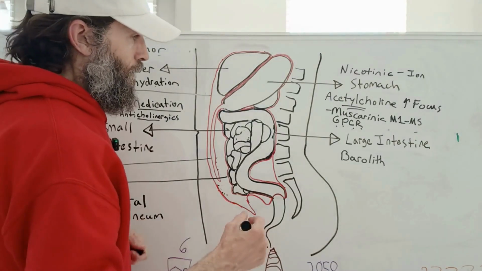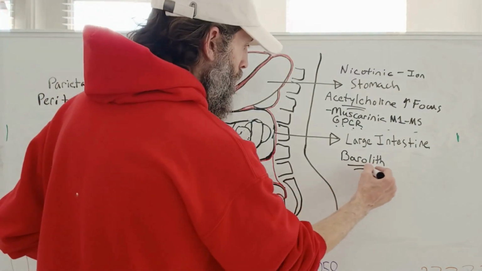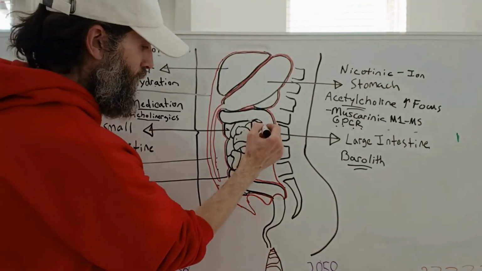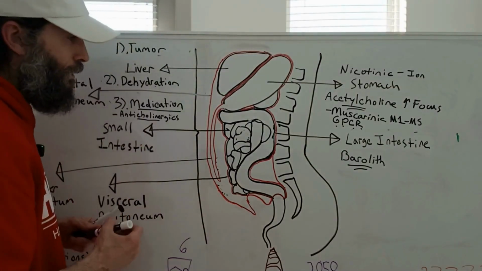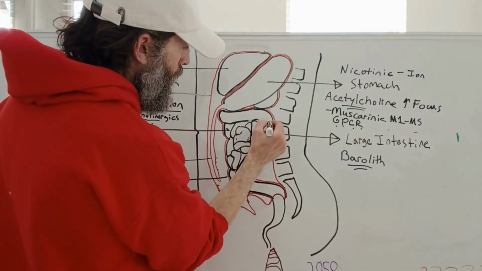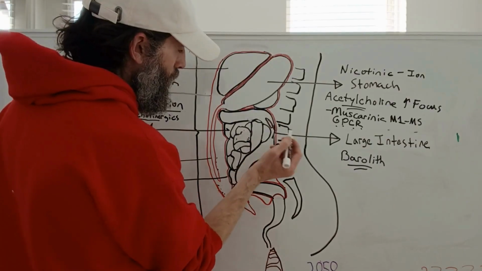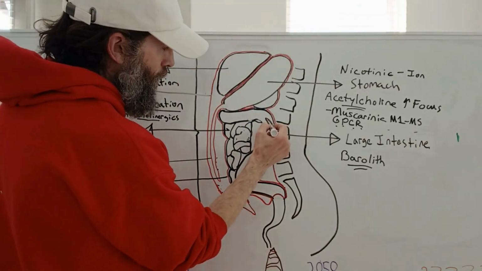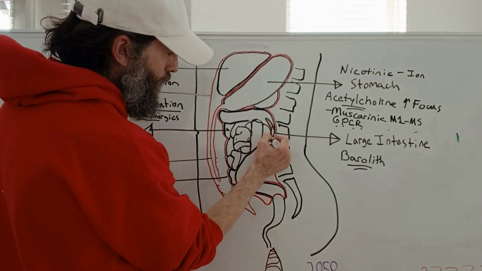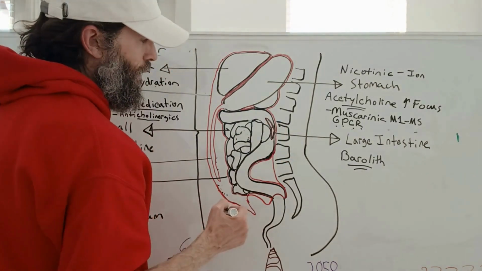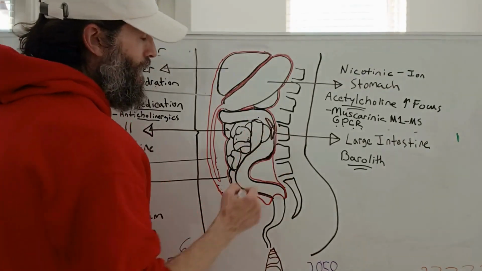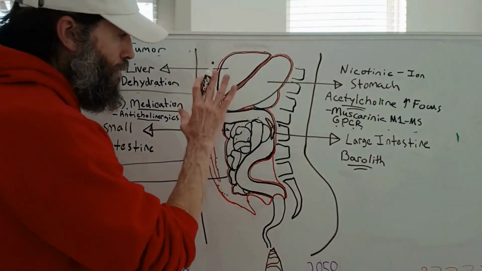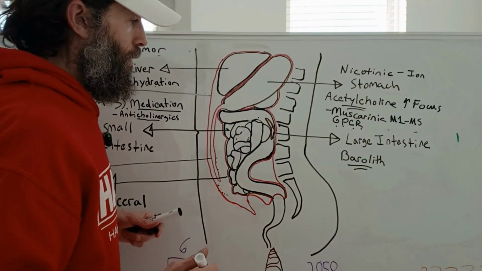Okay? So, a couple of things with the barolith. Well, let's just say I'll use brown, just for fun. Let's say we have our barolith right here. I'm just using an example. And what happens if that barolith is just big enough to fit right in here? It's a stone. Now, because of that tumor there, you have a complete impaction. Nothing is going to be able to get through.